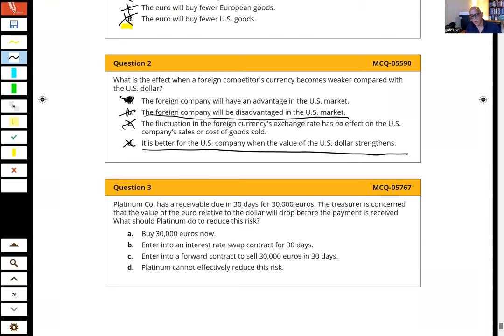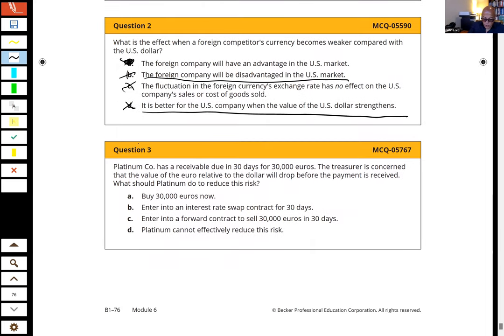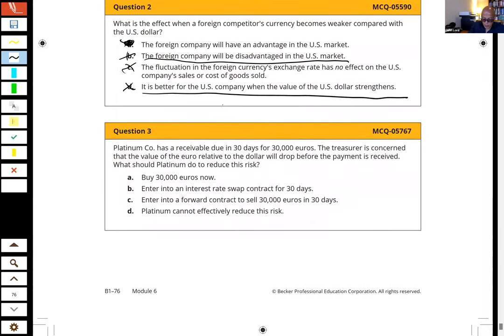Okay, so when I look at these, I ask myself, is it going to be more or less expensive to get the currency that I need? And then they put it in terms of goods to purchase the goods or an advantage in trying to sell in these different markets, et cetera. Okay, good. Let's go ahead and take a look at question number three here.